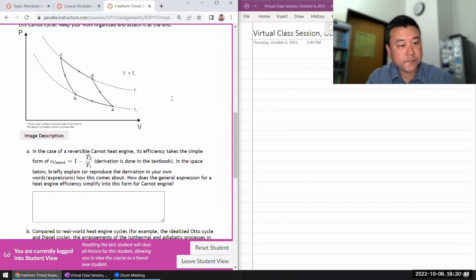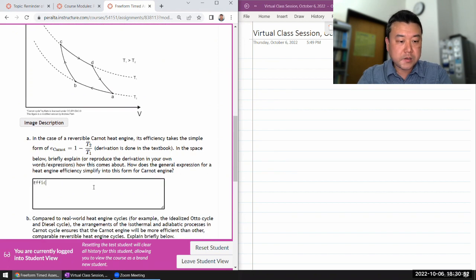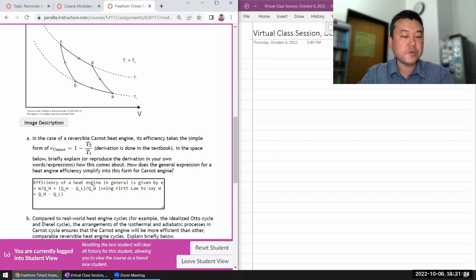Okay, so I think I've demonstrated this in the lecture. I actually did it backward. The efficiency of a heat engine in general is given by efficiency equals work done divided by the heat transfer at the high temperature. Now this can be simplified into this form, QH minus QL divided by QH, using the first law to say the work done on a cycle is QH minus QL, or conservation of energy.